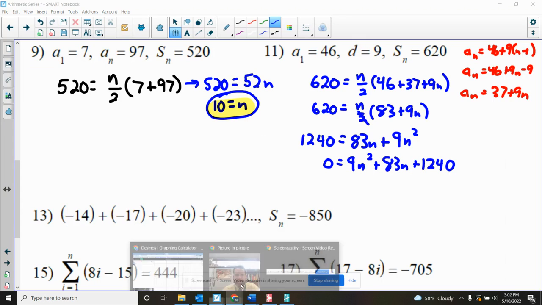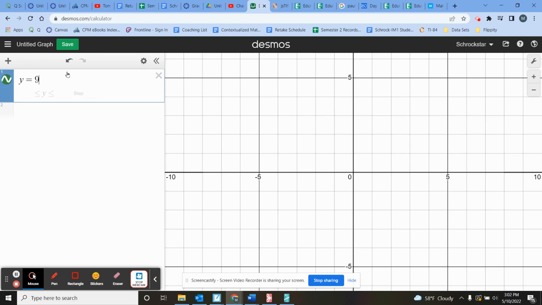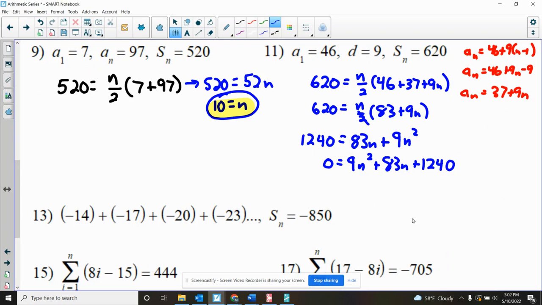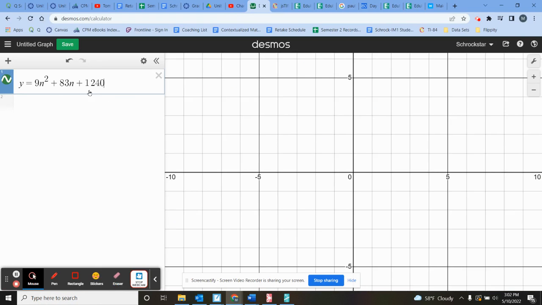9n squared plus 83n. So 9n squared plus 83n plus 1240. Oops, it's minus 1240 though, right? So I hope you caught that. I tried to do a little too much work in my head. When you subtract that over, it would be a minus on the back. That's going to be a big, big important detail. All right, so let's see what we got.